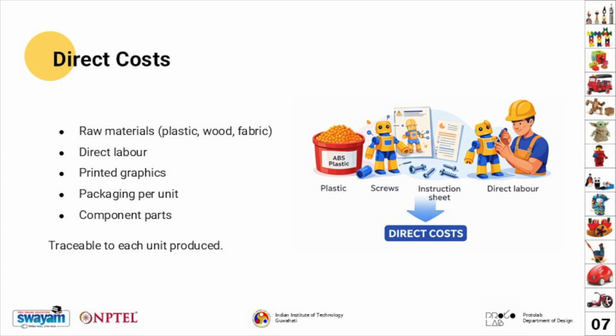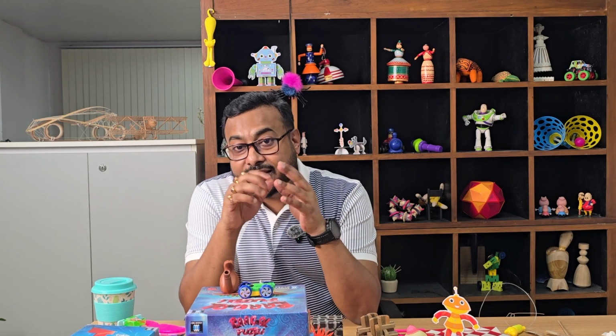For handcrafted toys, labor may dominate. For automated toys, materials may dominate. Packaging is often overlooked, but box printing, blister packs, and inserts are all direct per unit costs. Direct costs scale linearly. If you double production, direct costs roughly double.